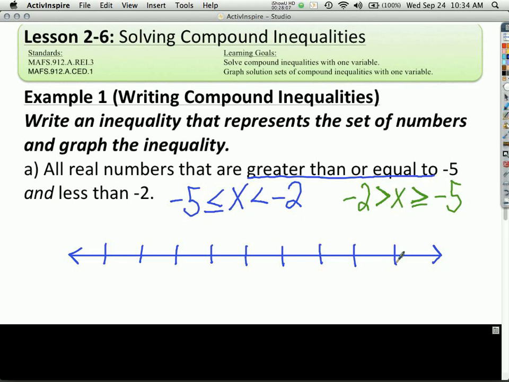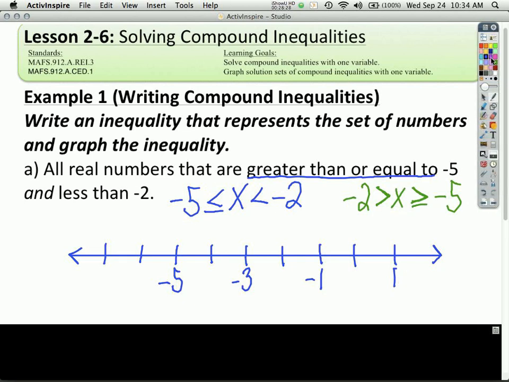And now we need a negative 5 and a negative 2. So negative 5 is over here. Negative 4, negative 3, negative 2, negative 1, 0, 1. Anyone see what's wrong with the one in green now? All right, maybe you'll see it when we finish the graph.